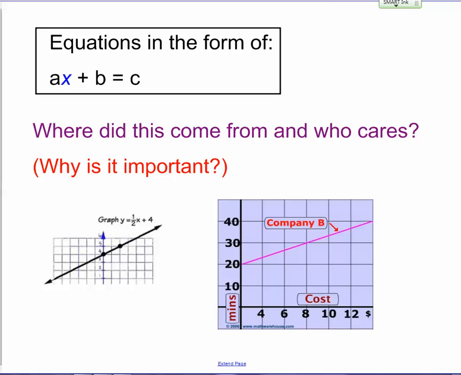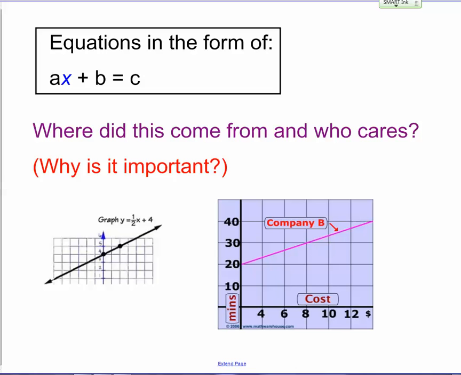We started working today in the form of equations in ax plus b equals c. And I just wanted you to think about where this came from and who cares? Why is it important? So this is what an algebraic linear equation looks like when graphed. And this might be the real use of some kind of a linear equation.